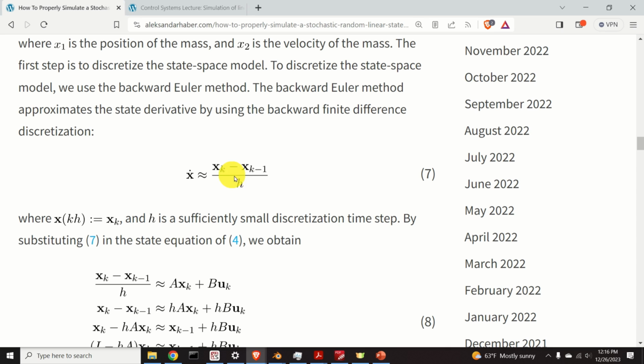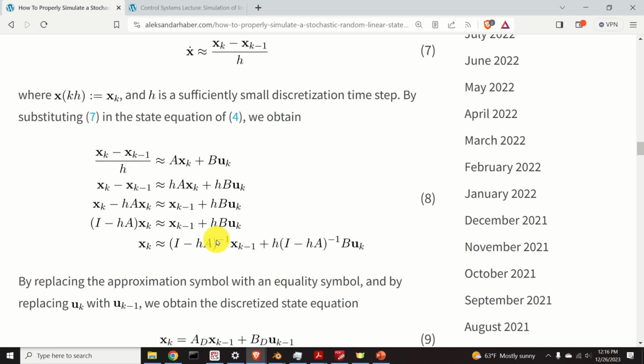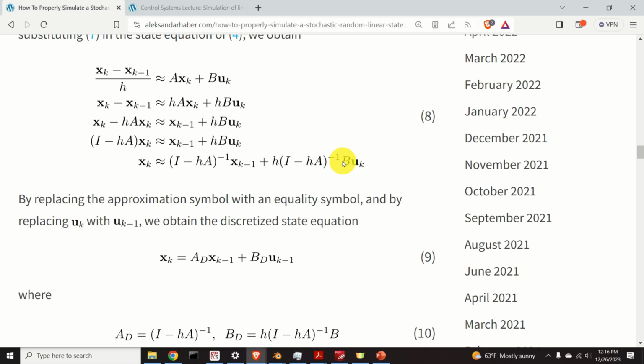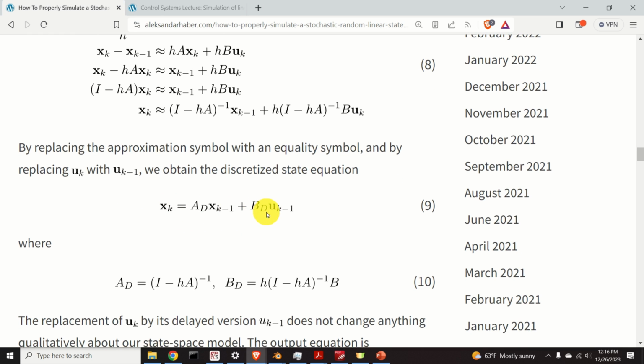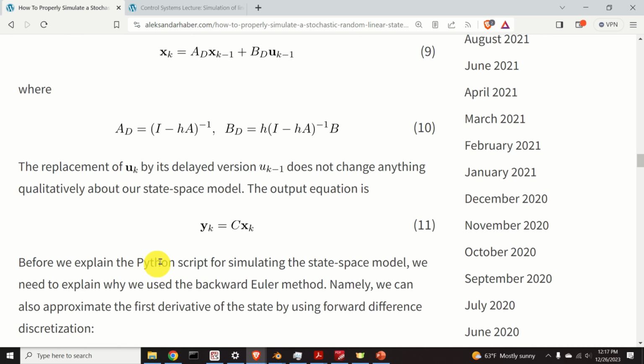By substituting this approximation in our continuous time state space model, we obtain this equation. Then, by multiplying this equation by h, we obtain this equation, and after several transformations, we finally obtain this equation. Next, by replacing the approximation symbol with the equality symbol, and by replacing uk with uk minus 1, we obtain the discretized state equation having this form. Over here, AD is given over here, and BD is given over here. The replacement of uk by its delayed version uk minus 1 does not change anything qualitatively about our state space model. The output equation stays the same.